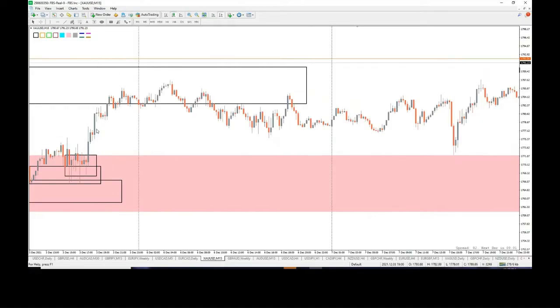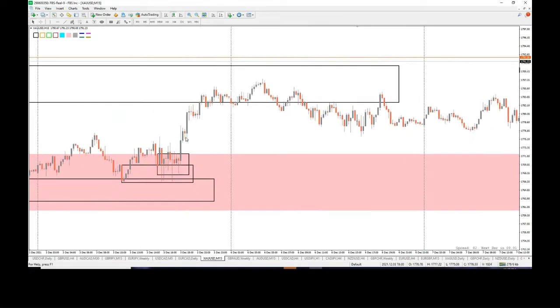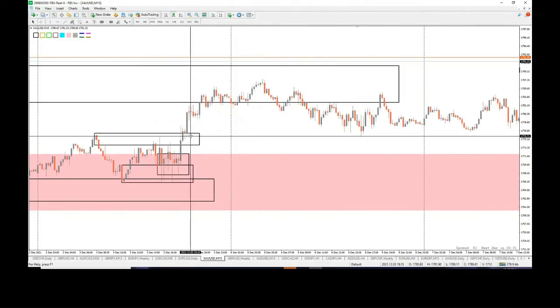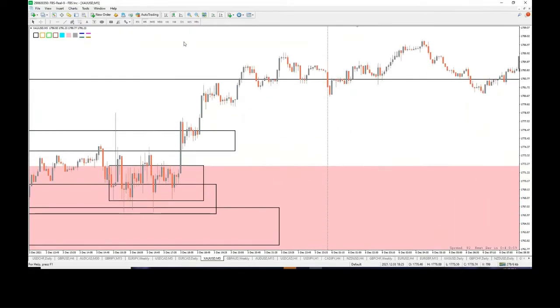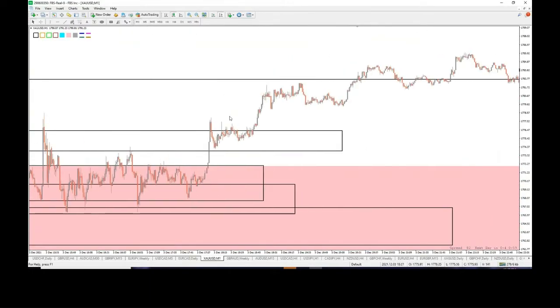M15, there's no entry. I think this one is from M5 because this is an M15 zone, right? Yeah, it's a break. So we have to wait for M5 or M1 to make an engulfing buy. There you go. It's your first entry, second entry, your third entry.